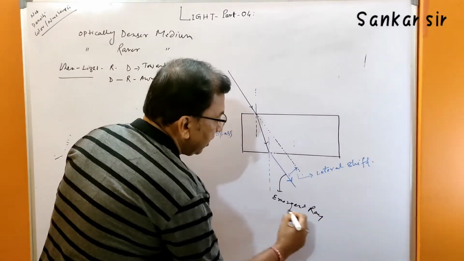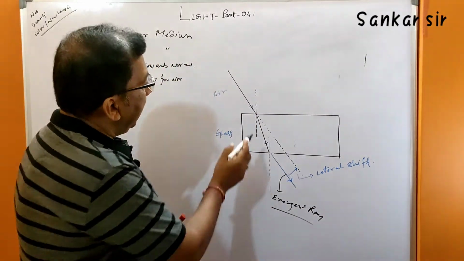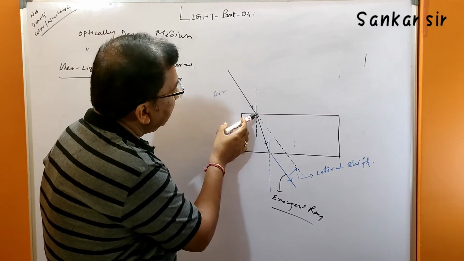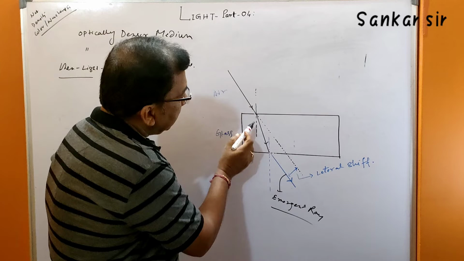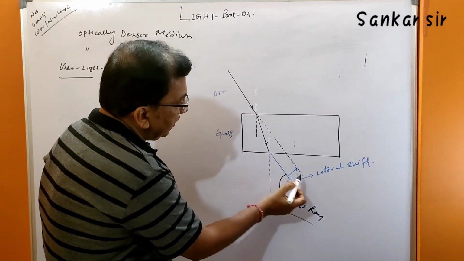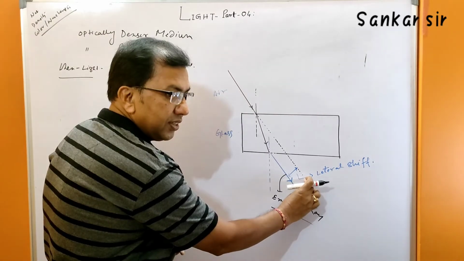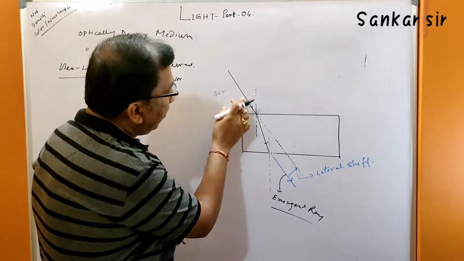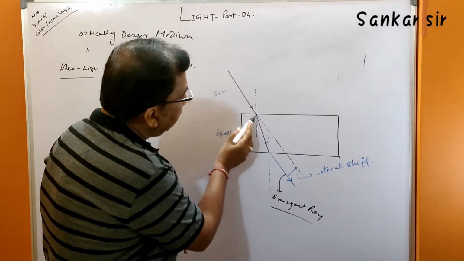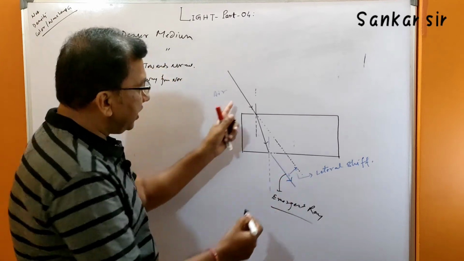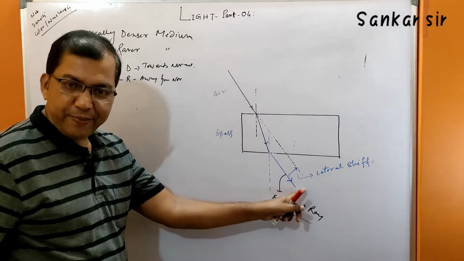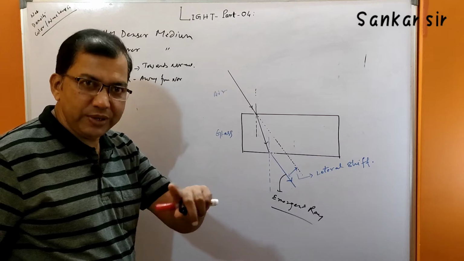What you see, the actual propagation of the light is along this incident ray. This is the actual path, but it has gone in this way. This is the lateral shift. And what you see out here, the incident ray and the emergent ray are parallel to each other. It is observable and noticeable.